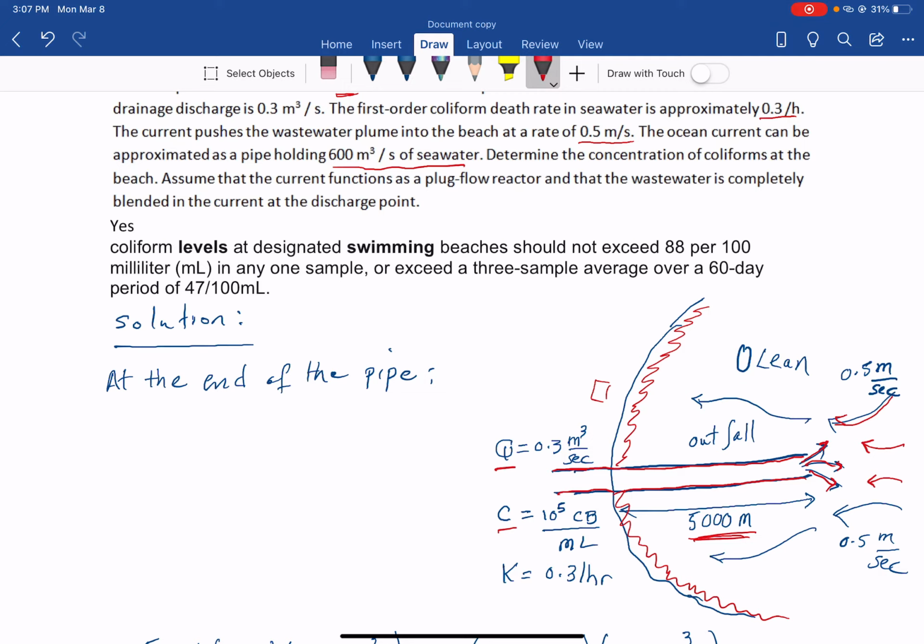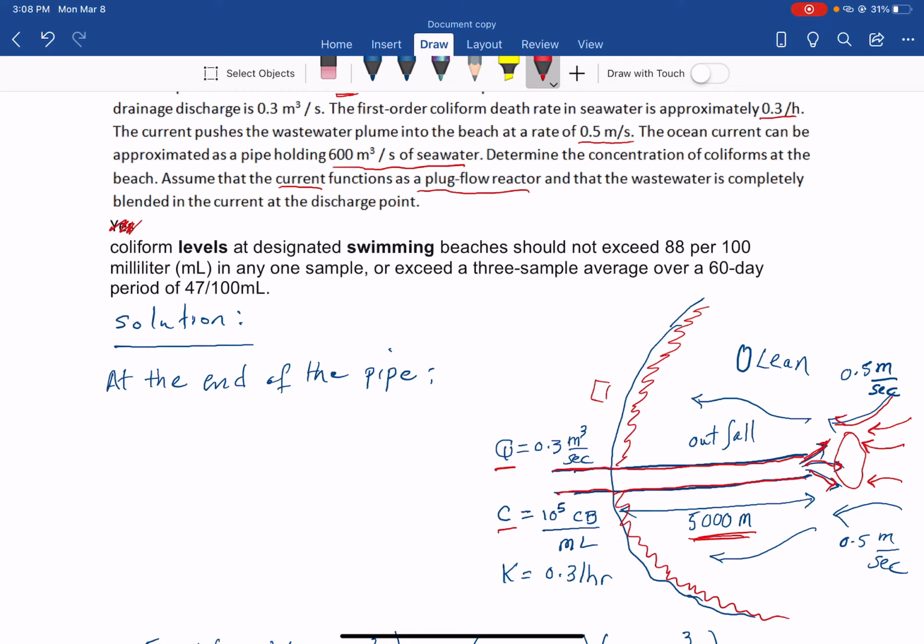First of all, we will assume that the current going from the Gulf toward the beach is modeled as a plug flow reactor, and that the wastewater is completely blended in the current at the discharge point. So here there is a blending between the current and the wastewater leaving the pipeline.